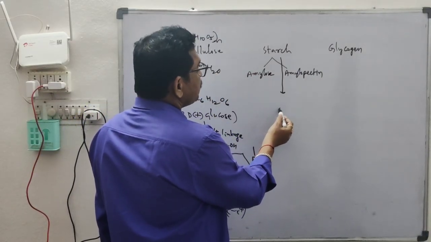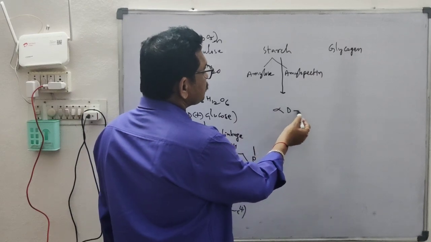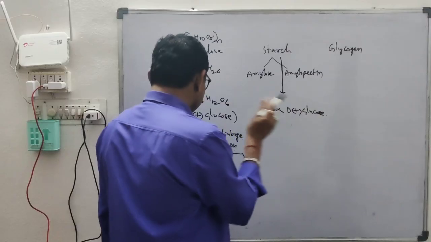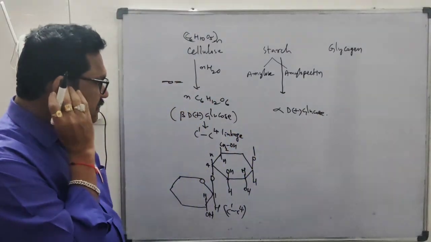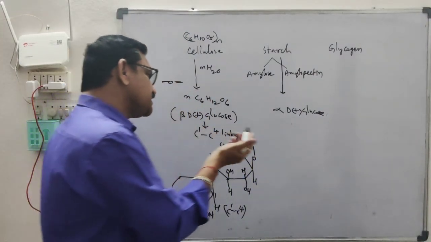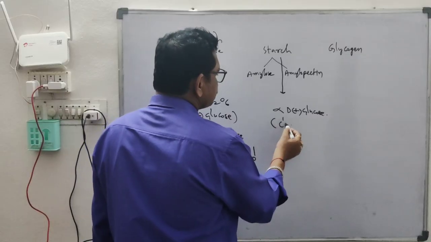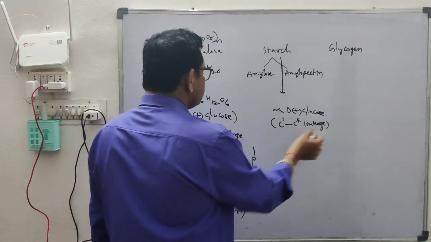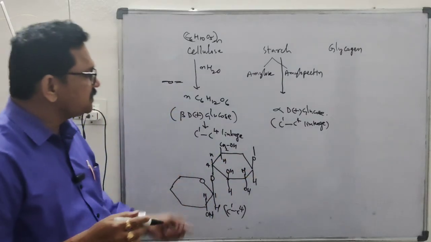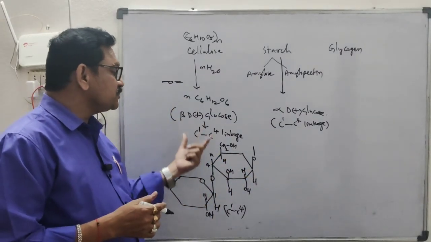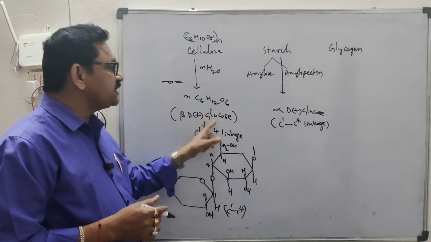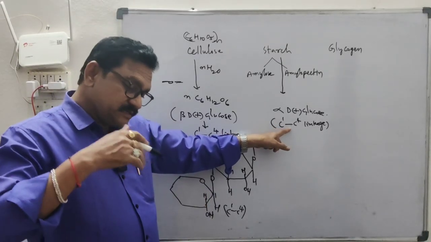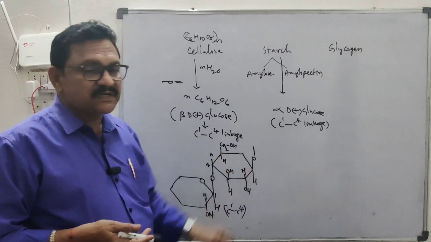But those glucose molecules are alpha D-glucose. Here also there is a C1-C4 linkage, no doubt. Both can have C1-C4 linkage, but in the case of cellulose we have C1-C4 linkage between a number of glucose monomers through beta glucose. Here in starch we have C1-C4 linkage in a number of glucose units, but those are alpha.